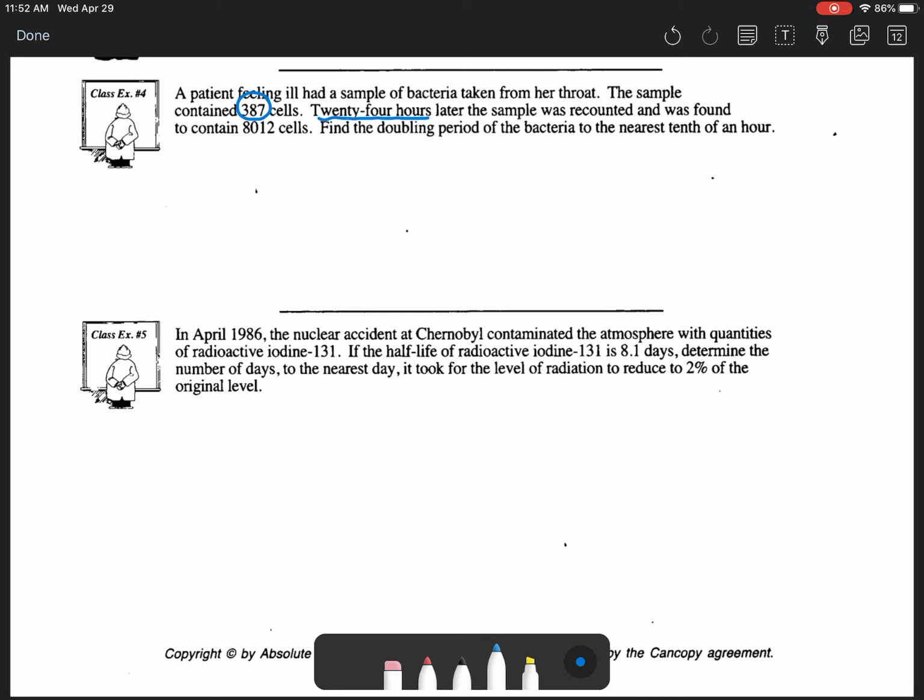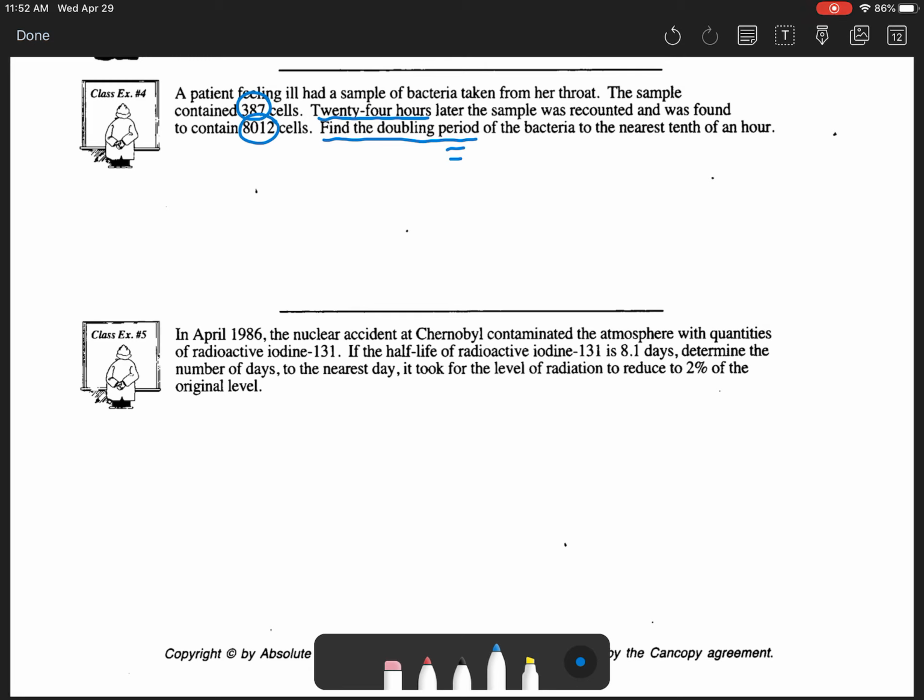So that's going to be our variable t in the question, which is in the exponent. Later, the sample was recounted, and now there was 8,012 cells. Well, that's the final amount of cells. Okay, so that's going to be the value that goes on the left-hand side of the equation. Find the doubling period. So they want you to find the period. That's going to be the p-value. But they've also said it is doubling, so now you know what the b value is.